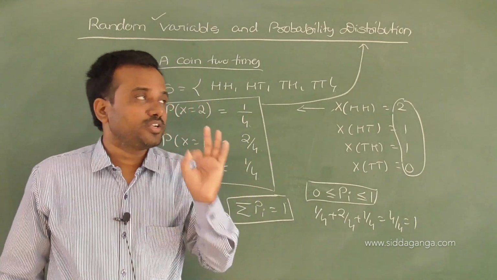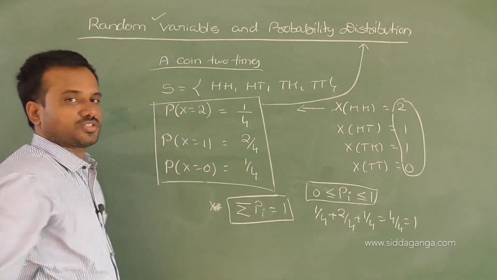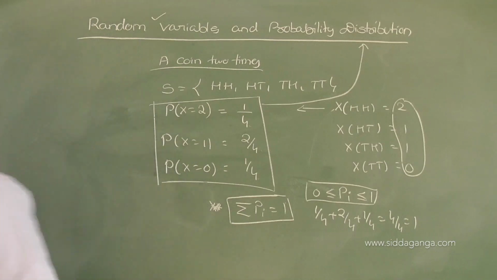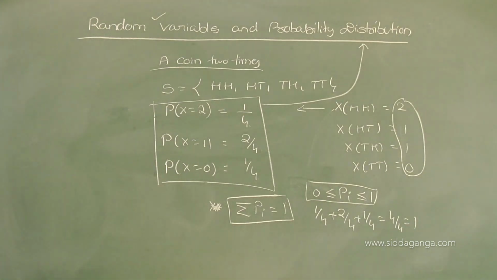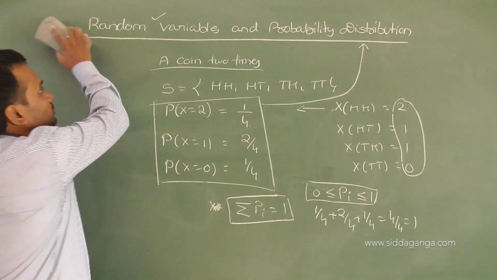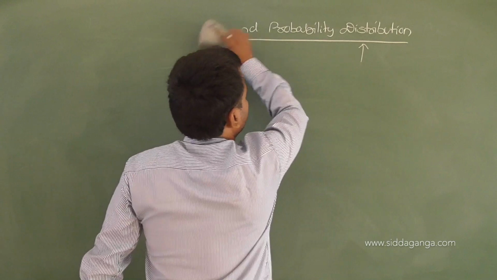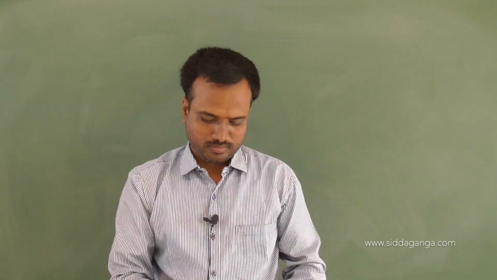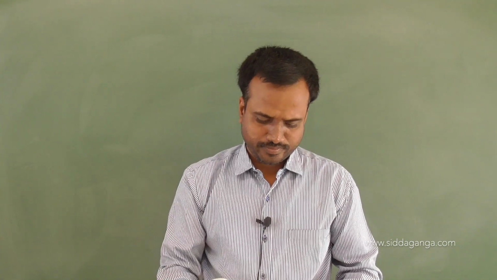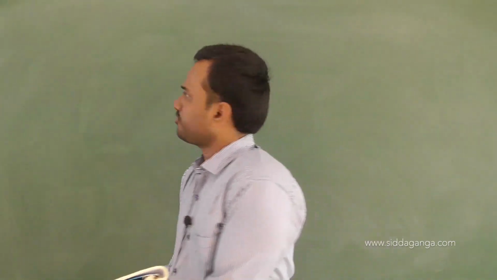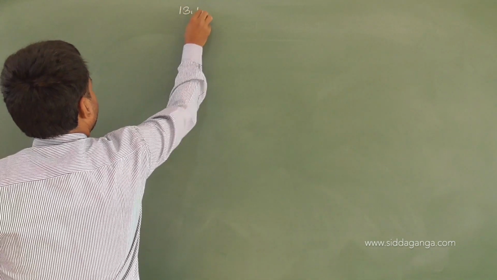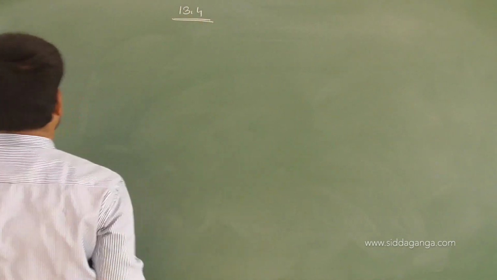Then only we say that it is a probability distribution. This is the next concept of random variable and probability distribution. So better we solve some problems regarding random variable and probability distribution. Exercise 13.4. First problem.